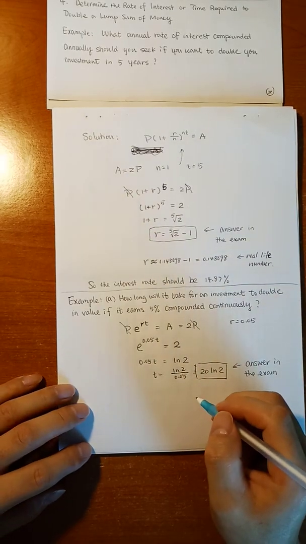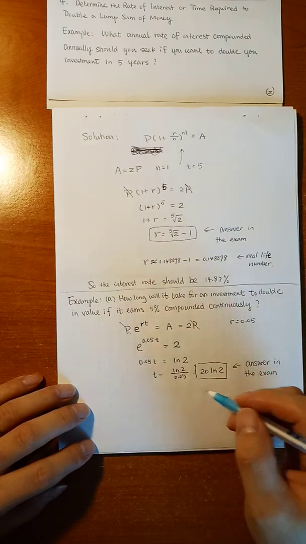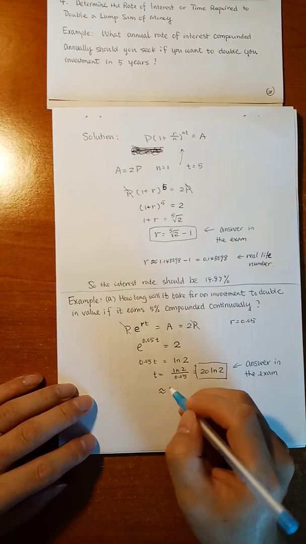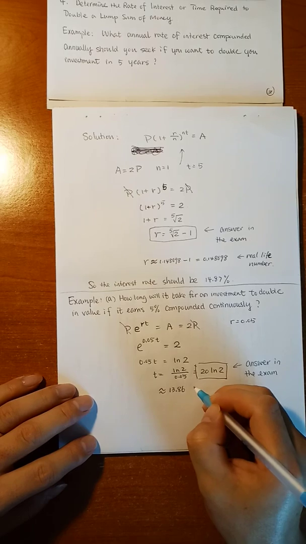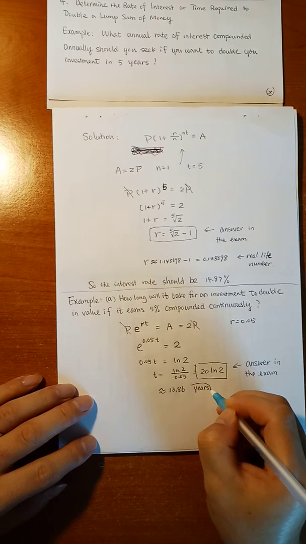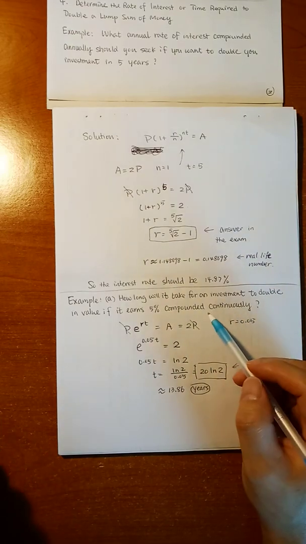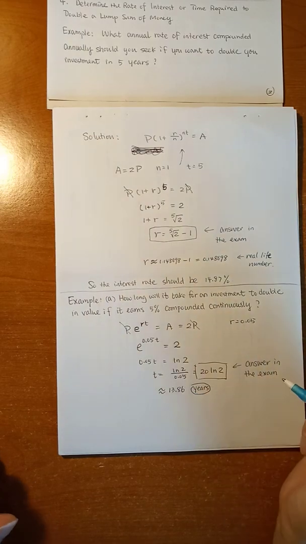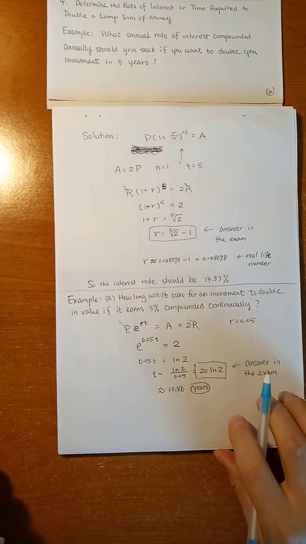But for us, for real life, you can use a calculator to compute it. Okay, so if you use a calculator, it's approximately 13.86 years. If you have such an interest rate, and you compound continuously, the interest is compounded continuously, then you need about 14 years to double your investment. Okay.